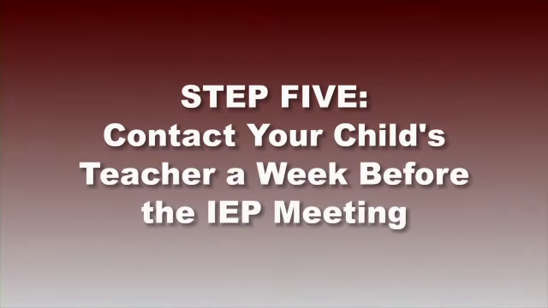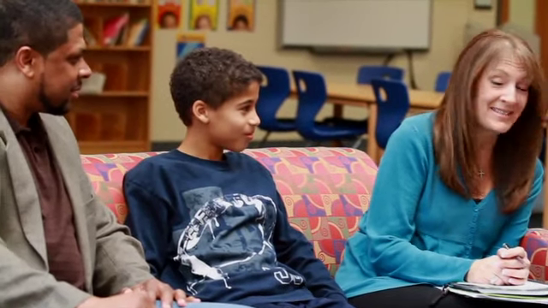Step 5. Contact your child's teacher a week before the IEP meeting. Ask about your child's progress, discuss any specific concerns, and share ideas for new goals. Also, write down goals you have for your child or that they have for themselves. Once you have gathered this information about your child, review and organize it in a way that is easy to use during the IEP meeting.